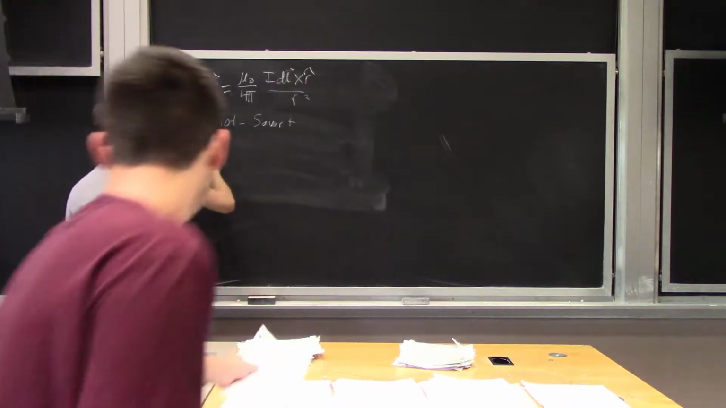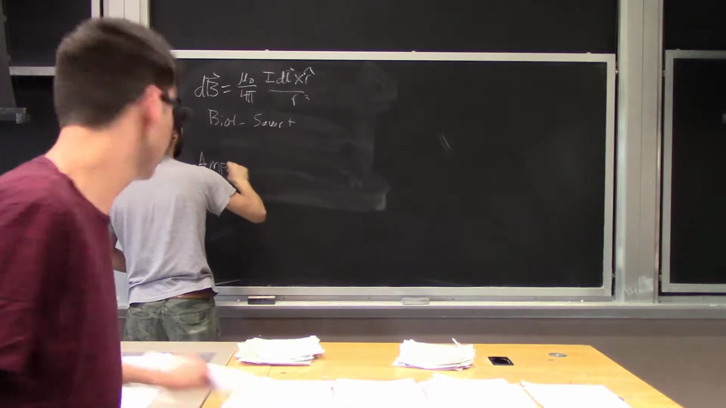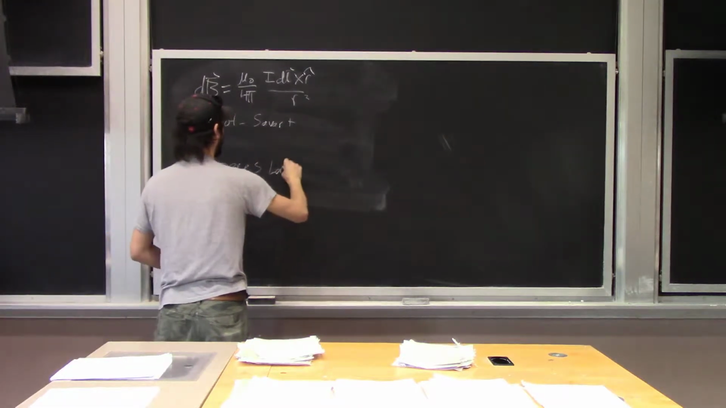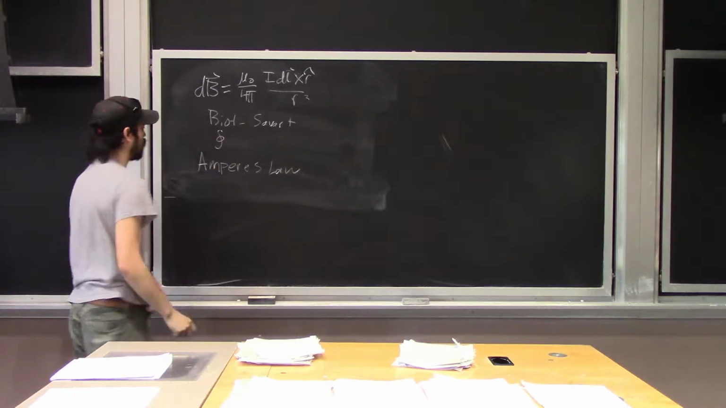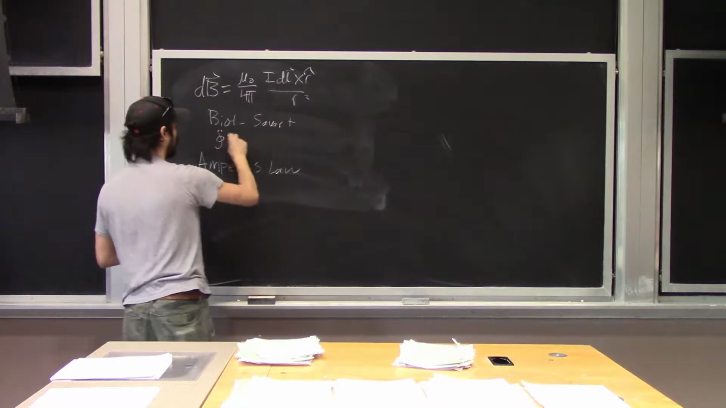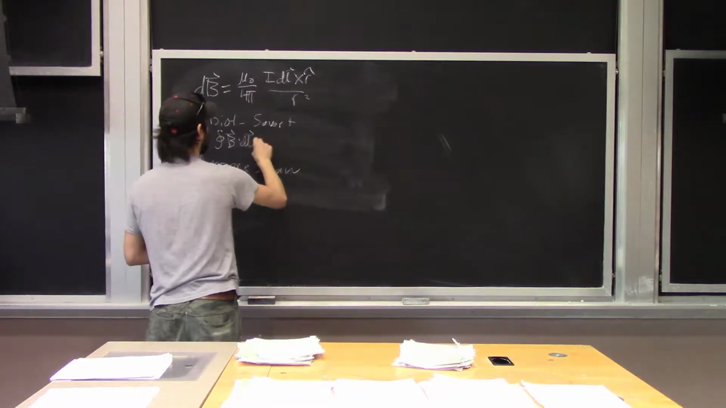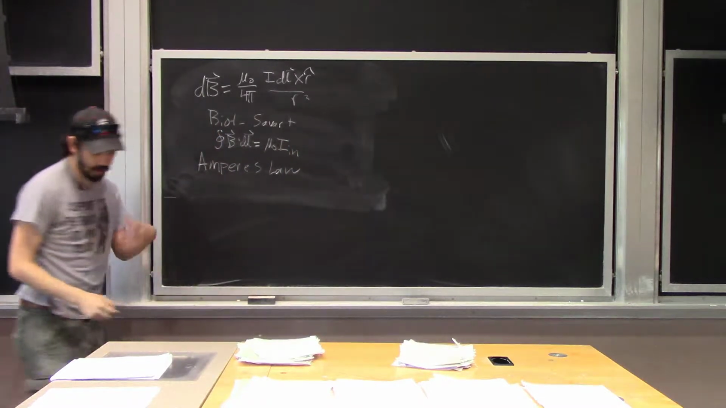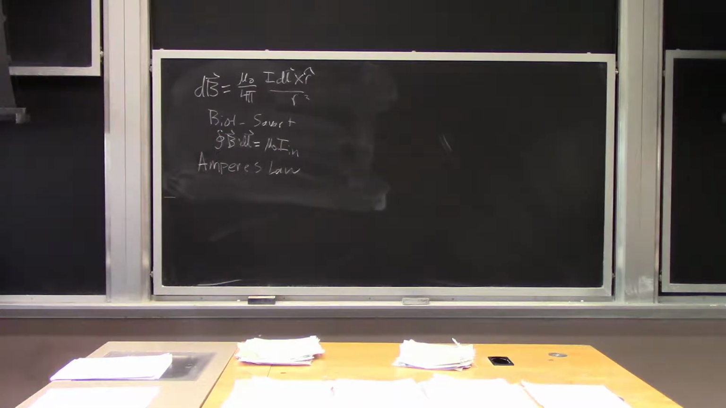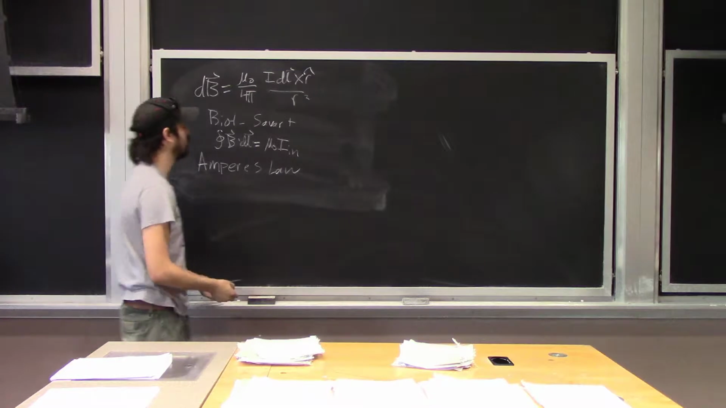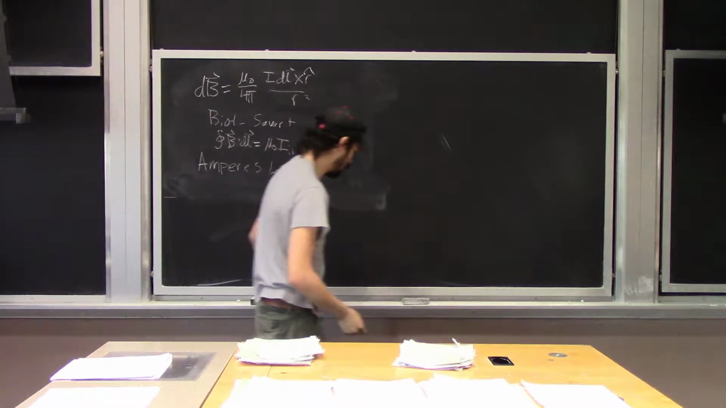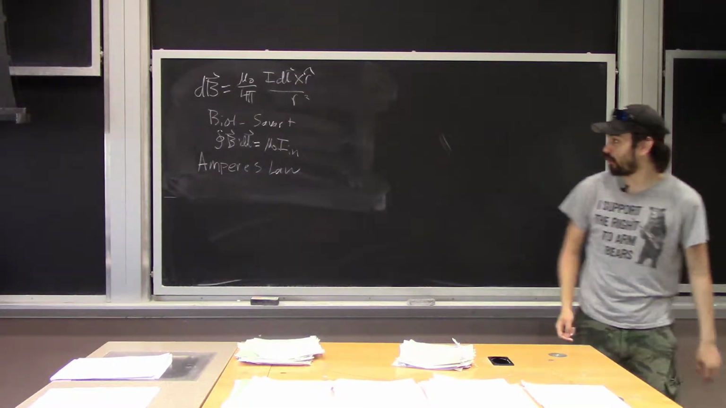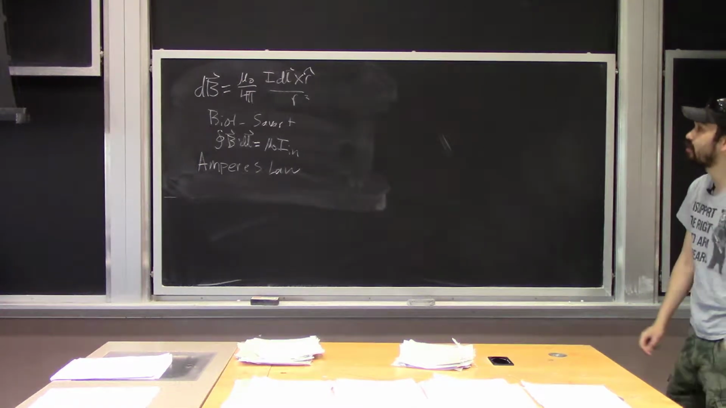And then we also had Ampere's Law, which said the integral over some closed loop of B dot dl is going to be equal to mu naught times the current that goes through the area that's enclosed by the loop that you drew. So the 2 problems that we had for homework were related directly to these 2 equations.